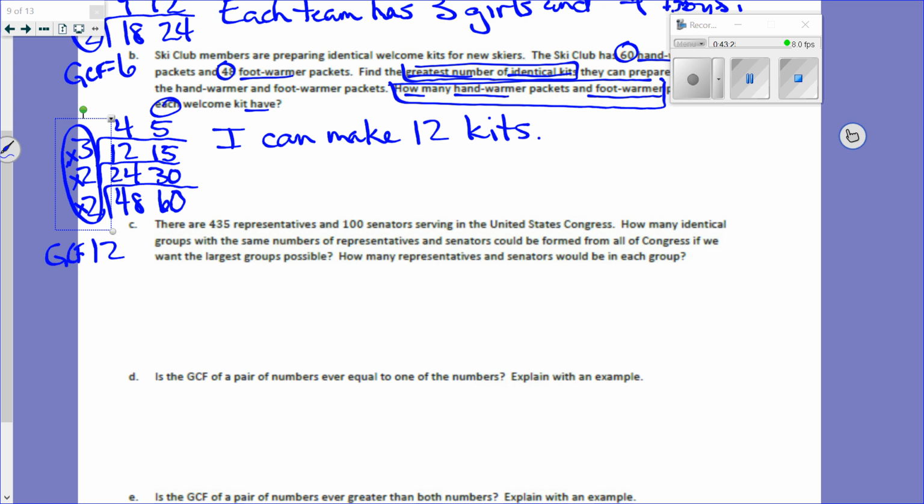My top line is going to show me how much of each I'm going to have. Each will have 4 foot warmers, and 5 hand warmers.